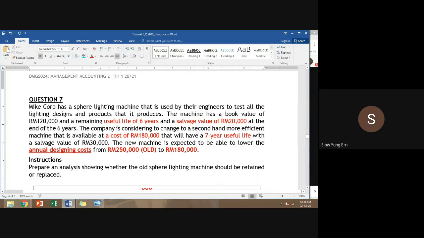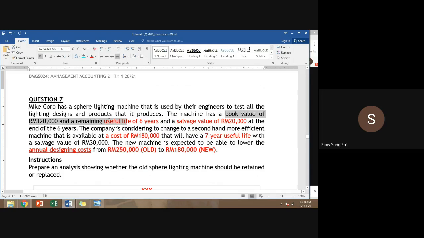The old machine will incur more cost, 250,000, because it is less efficient. So from 250,000, which is the old machine, to 180,000, this is the new machine. So if you look here, the new machine is more efficient compared to the old machine. Okay, before we start, I have a question.